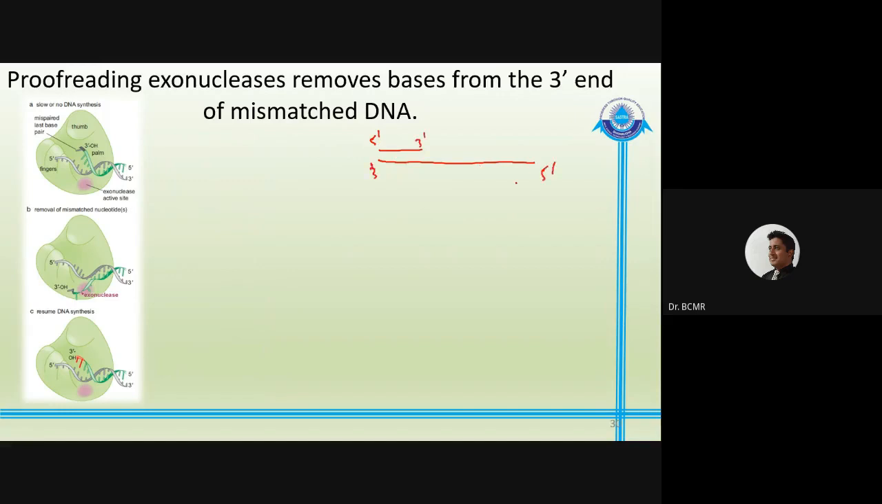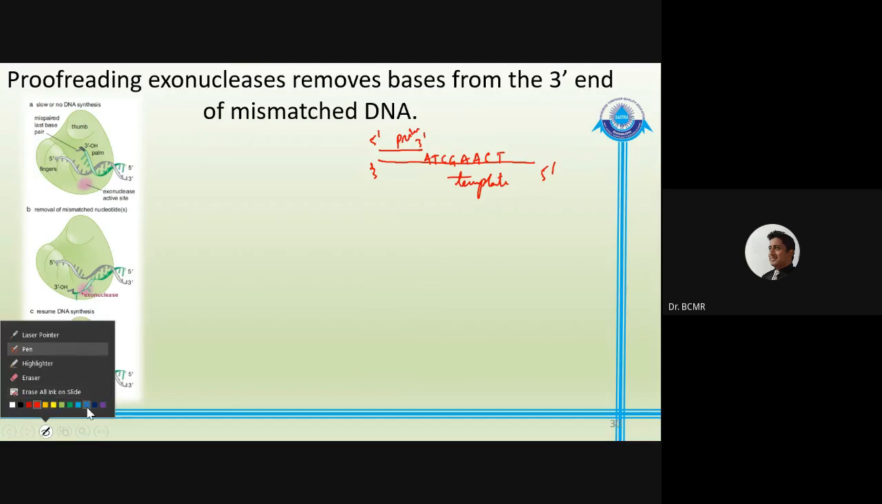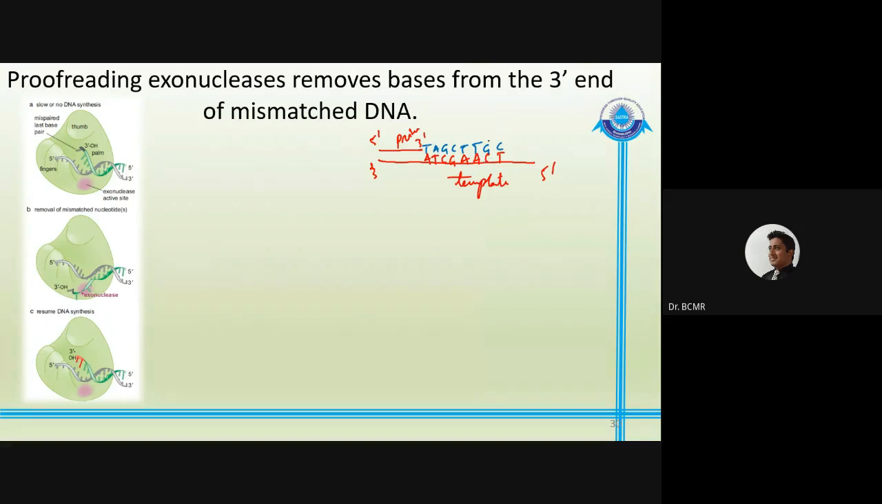So this is the DNA molecule. This would be the primer, and this is the template. Say, for example, I'm going to write some sequence here, and I'm going to now add a different sequence on the template, on the primer. So T A G C T T G C. So DNA polymerase has added the bases here.